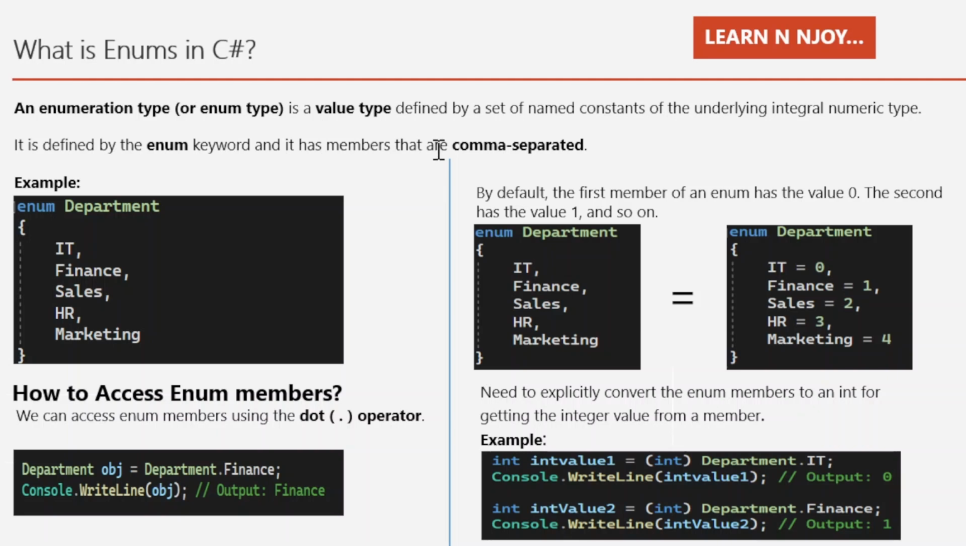Okay, let's understand it with the help of examples. So here I have written the enum keyword and then I gave it the name Department, and I wrote opening and closing curly braces, and in between I wrote IT, Finance, Sales, HR, Marketing as enum members, and those are comma separated, and that's the way we write an enum in C Sharp.